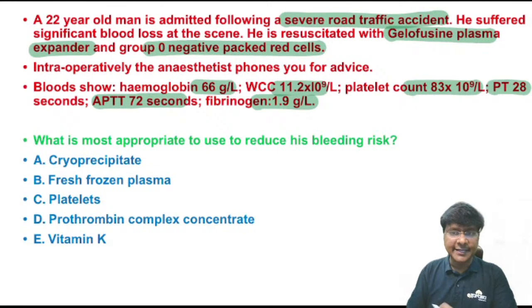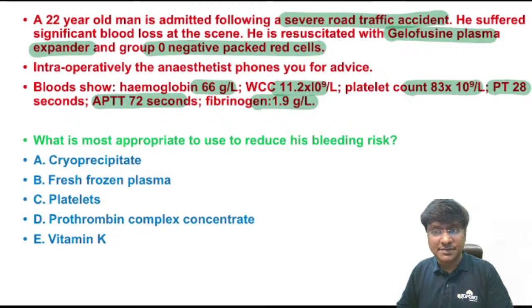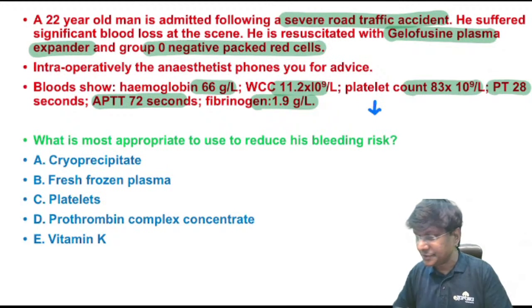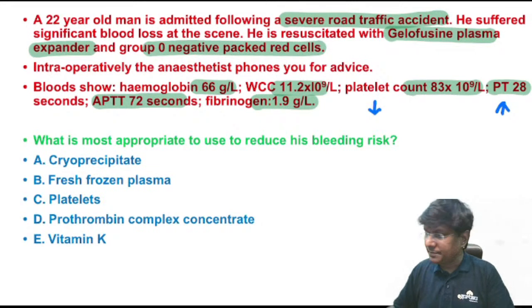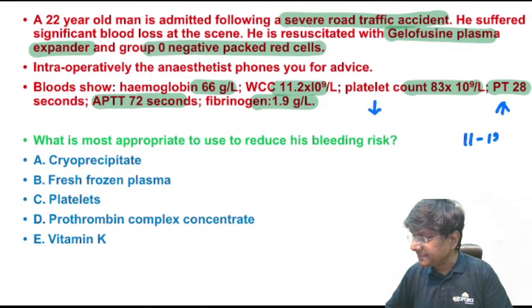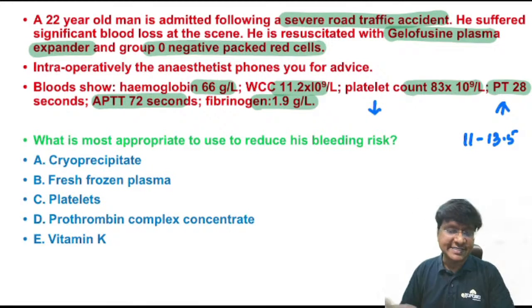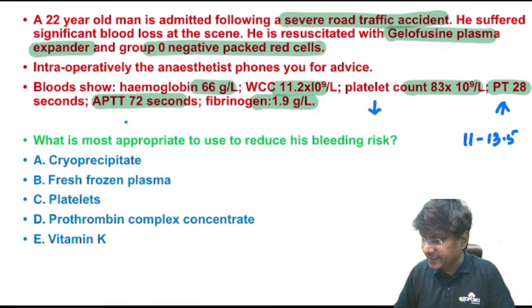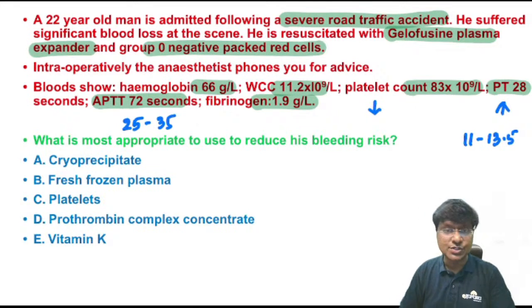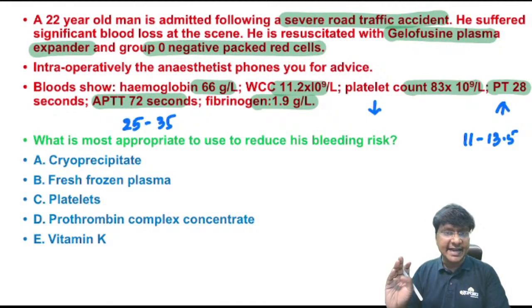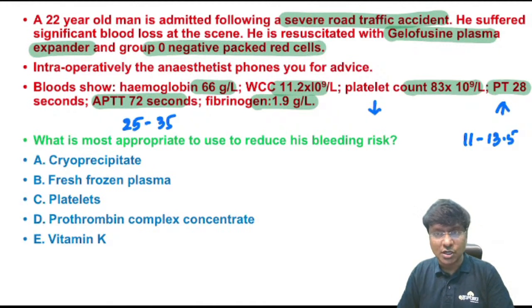If you see clearly, what are all the problems here? The platelets are reduced and your prothrombin time is elevated. Normal prothrombin time is how much? Normal prothrombin time is 11 to 13.5 seconds, and here the patient is having 28 seconds. And APTT is also elevated. How much is the normal APTT? That is 25 to 35 seconds. So your APTT is elevated, and the PT is also elevated.